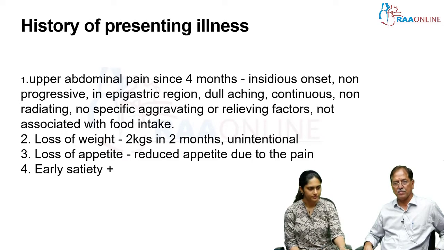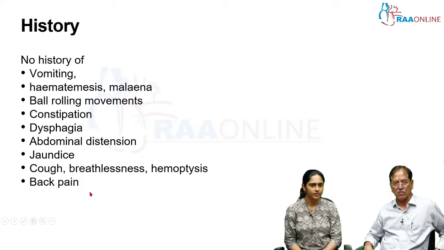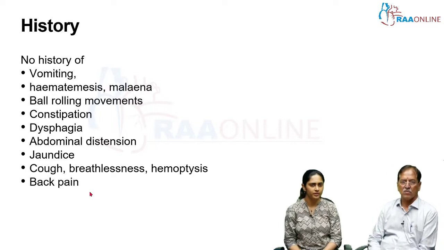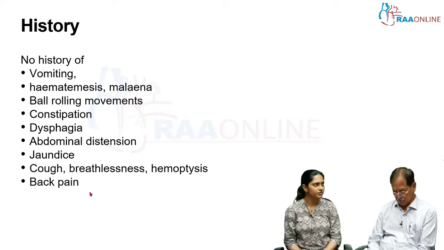Okay, go ahead. Coming to the negative history here, sir. There is no history of vomiting, no history of hematemesis or melena, ball rolling movements, constipation, dysphagia, abdominal distension, jaundice, cough, breathlessness or hemoptysis or back pain. Okay. Now you explain to me why you asked all these things. Why vomiting is important? So vomiting could be an indicator whether there is any outlet obstruction in the stomach, sir.